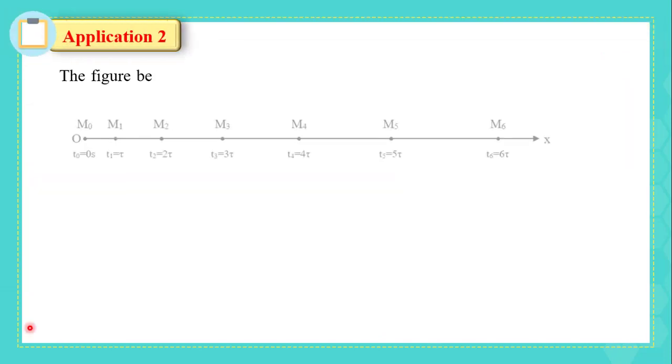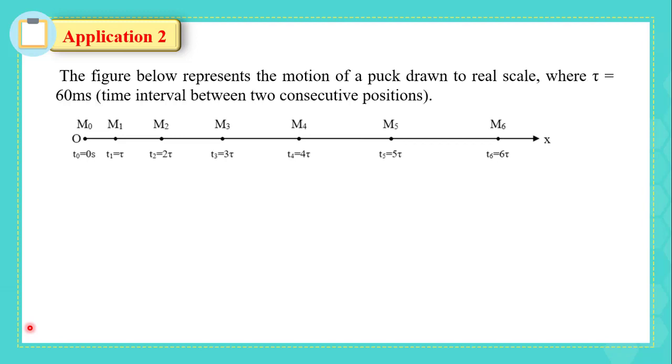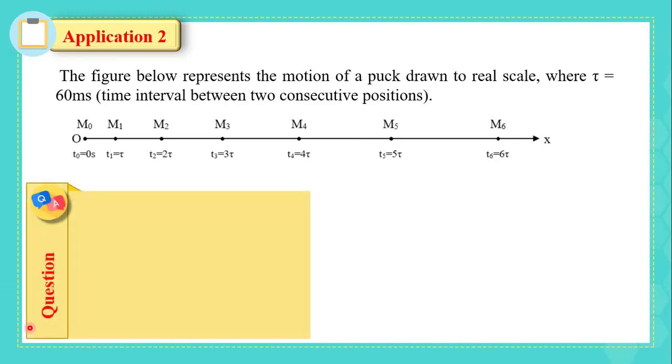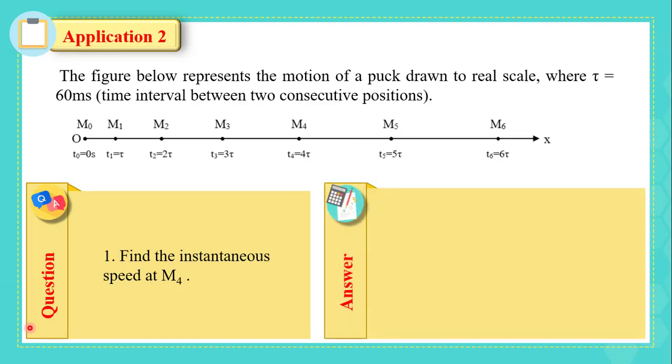Now let's practice by solving application 2. The figure below represents the motion of a puck drawn to real scale, where tau is equal to 60 milliseconds. This is the time interval between two consecutive positions. Find the instantaneous speed at M4. To find the instantaneous speed at M4, we need to calculate the average speed between the instants t3 and t5, the one directly before it and the one directly after it.